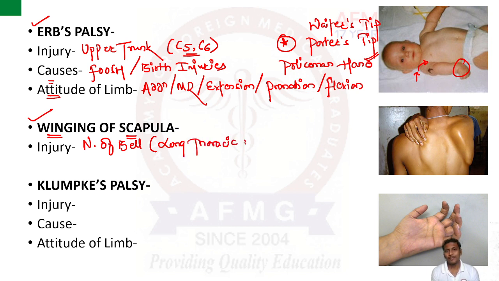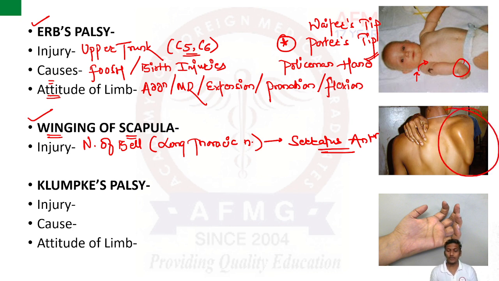This nerve of Bell, or long thoracic nerve, innervates the serratus anterior muscle. So there would be paralysis of the serratus anterior muscle if there is any injury to the nerve of Bell. Serratus muscle paralysis can lead to winging of scapula, and this is what a picture of winging of scapula looks like.